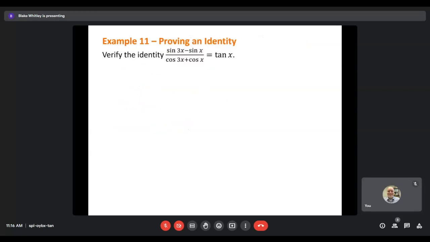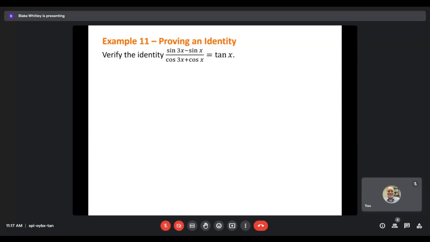All right, and our final example for this section, we're trying to verify this identity. So again, trying to show that the left-hand side and right-hand side are equivalent to each other. Now, in this case, it makes the most sense to work with the left-hand side. It's going to be a lot easier to simplify that down to a tangent than to work with tangent and try to get what we have on the left. Now, what I notice is I actually have one of those sum to product forms on the left-hand side in both the numerator and denominator. So I'm going to use those formulas now to help us simplify this down.